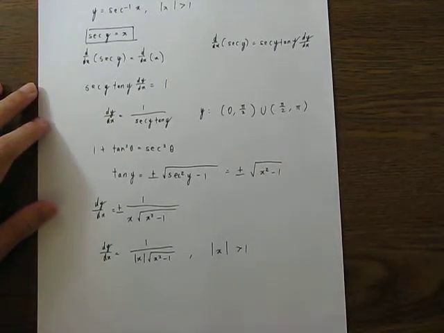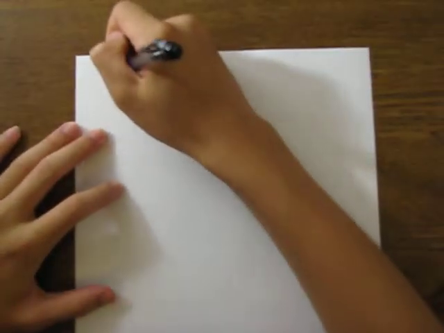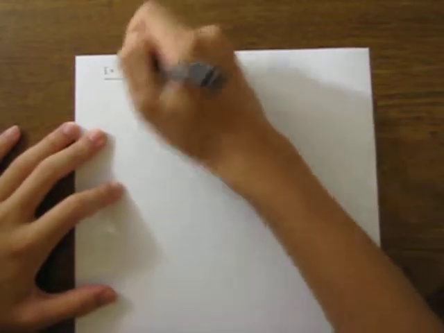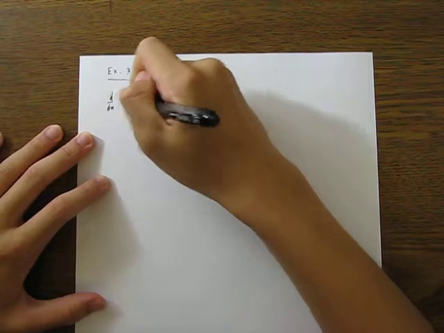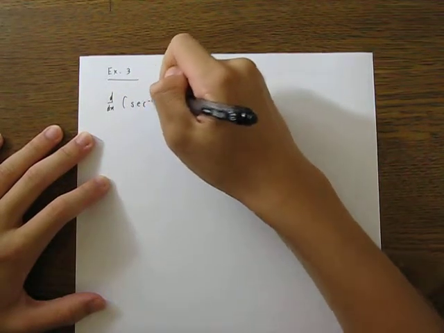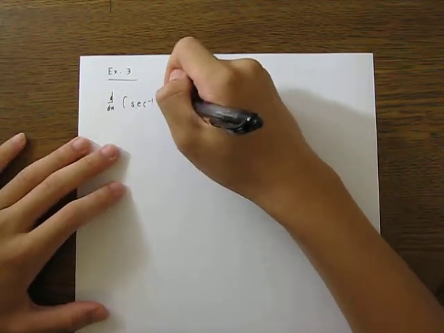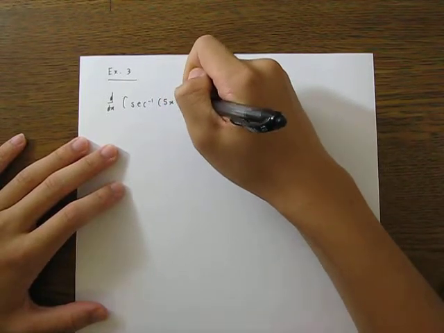We're going to do an example right now just to reinforce the concept, and this is example 3, okay? And it's asking us to find the derivative, d/dx, of arcsecant of 5x to the 4th, okay?